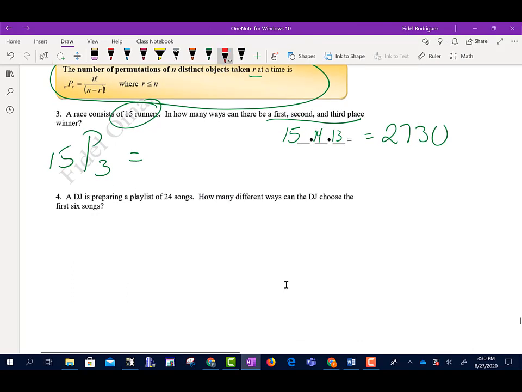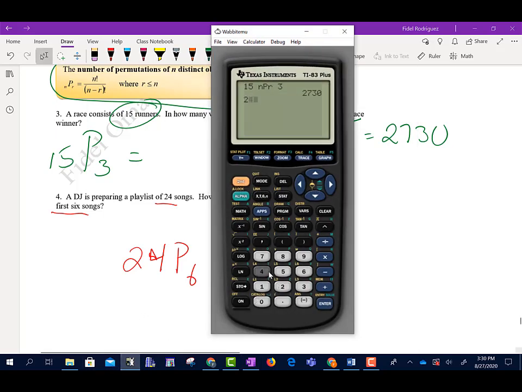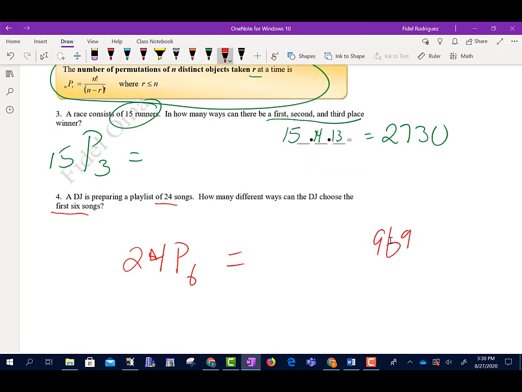All right, here's the next one. A DJ is preparing a list of 24 songs. How many ways can the DJ choose the first 6? So 24 permutation 6. We're going to go 24, math. Again, to get to probability, instead of hitting this one 4 times, I can hit the one on the left once. Choose that one right there, and 6. Wow, that's a lot of different ways, right? 96,909,120.